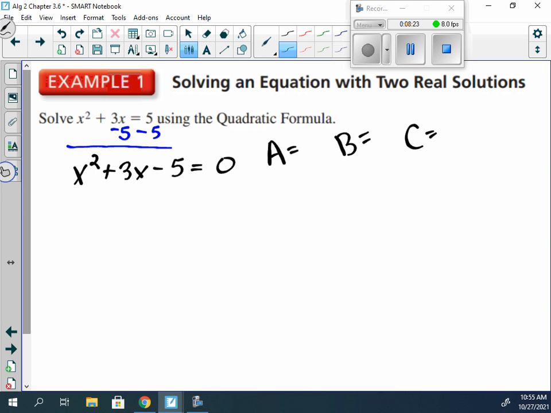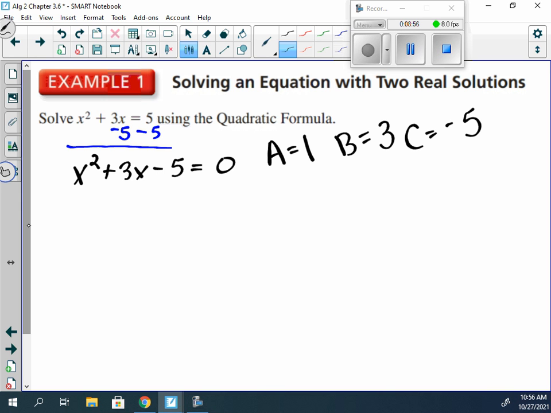This will be the only one where we specifically identify or write out what a, b, and c are. But looking at this equation, what is the value of a? 1, because it's the number in front of the variable squared. What's the value of b? 3. And c is negative 5. So if a or b have a negative in front of it, or we're subtracting b, it will take the negative with it. Okay?